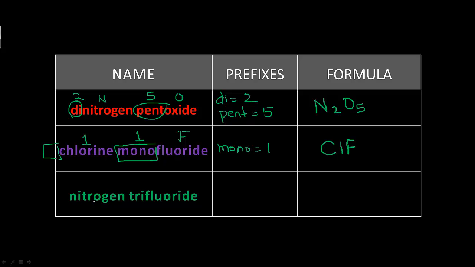Now let's do the next one, nitrogen trifluoride. There is no prefix here, which means there's one. Nitrogen is N. Here our prefix is tri. Tri means 3. So we have 3. Fluoride is the same thing as F. So our formula will be N, we only have 1, and F, and we have 3 of those. So NF3. We have 1 nitrogen and 3 fluorines.